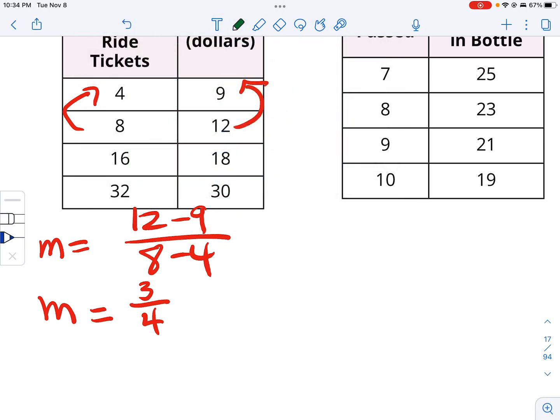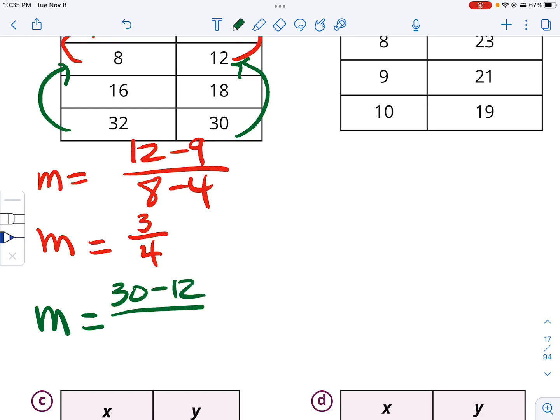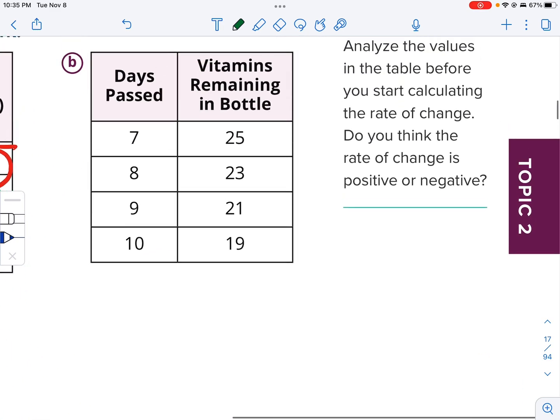Could I have done a different one? Could I have used these two right here? I could have. I could have done 30 minus 12 over 32 minus 8. When I do that, that's going to get me 18 over 24. 6 goes into both of those. That gets me 3/4. So it didn't matter which one I did.